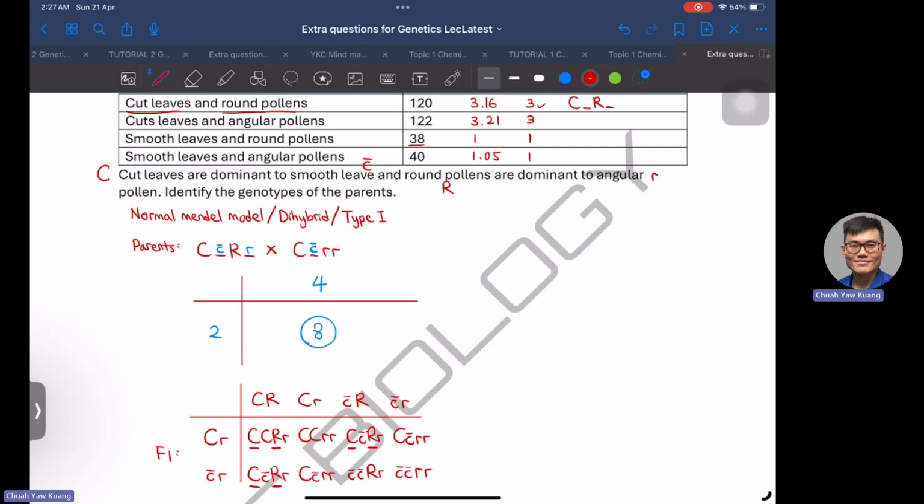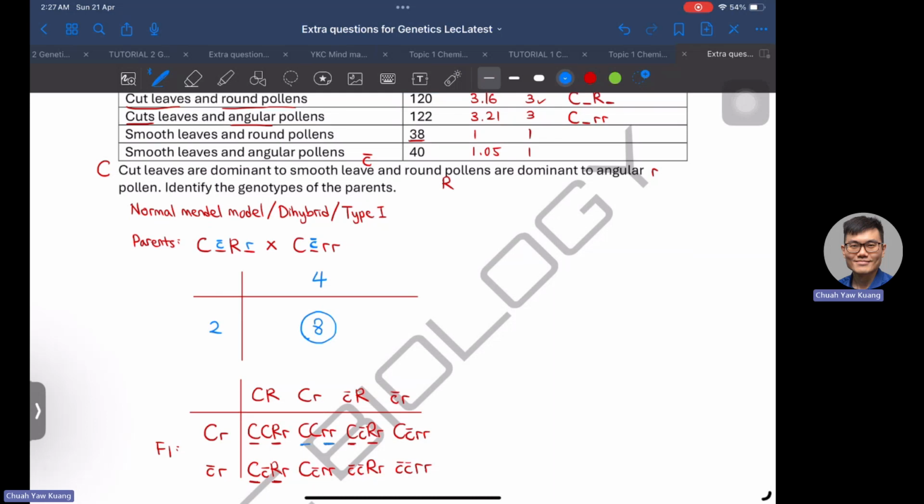Second, we look at those with cut leaf and angular pollen. Cut leaf and angular pollen means at least one big C and 2 small r, because angular pollen is recessive. Let's see how many there are. I change to blue color. At least one big C and 2 small r. So there are 3. Again, it tallies with the ratio here.